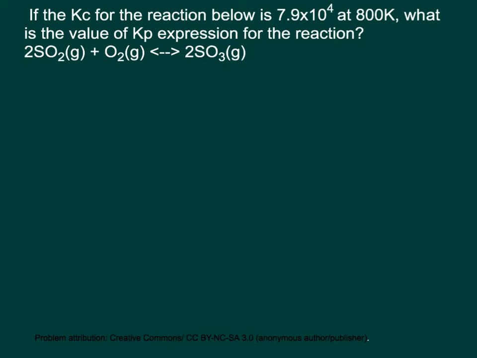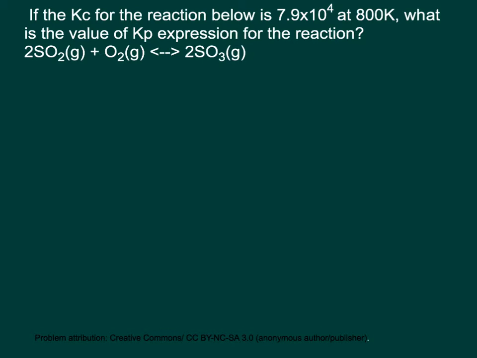Alright, so in this case, we are given a Kc, or you could be given the information in order to calculate it, the concentrations of each one at equilibrium. But in this case, we're given the Kc, and we want to know, if it's 7.9 times 10 to the 4th at 800 Kelvin, what's the value of the Kp expression for the reaction below? So we're going to convert from a Kc to a Kp. Okay, there's a couple ways we could do it.